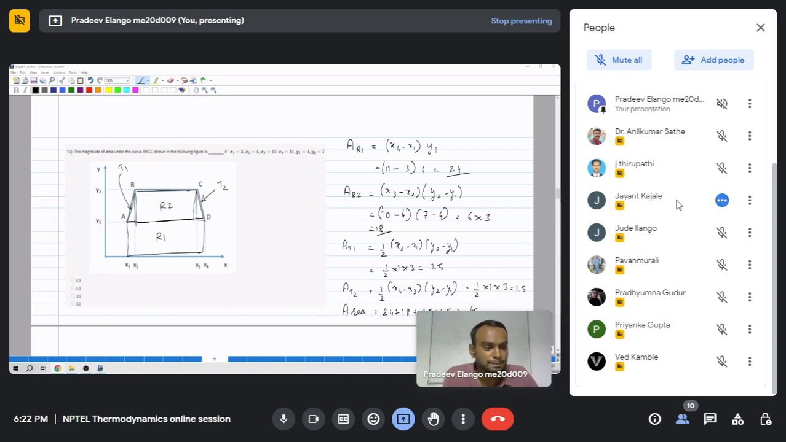Sir, my name is Jayant Kajale, and I am an assistant professor at Sinhgad Academy of Engineering, Kondhwa, Pune. I completed my MTech in thermal and fluid engineering, and I opted for this thermodynamics NPTEL course.